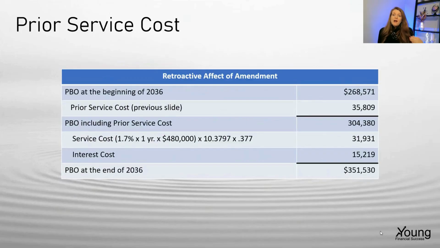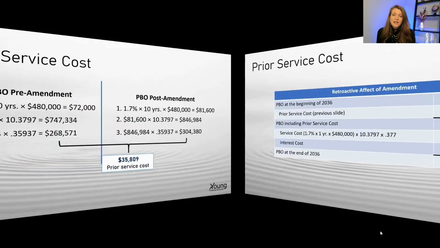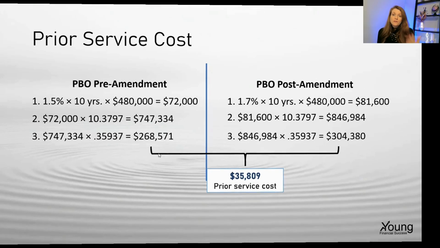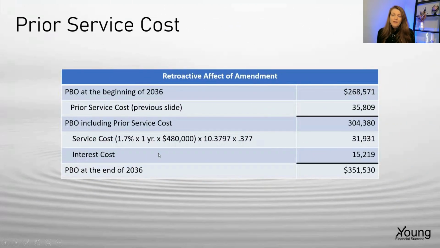So then let's see how that looks in getting to the projected benefit obligation at the end of the year. So it's 2036. This is when we figured out that we're going to be changing that percentage. So they started out with the projected benefit obligation of $268,571. I'm going to go back to the other slide. We see it right there, $268,571. That's what we were expecting. So this was at the end of 2035. So we're starting 2036 with that.